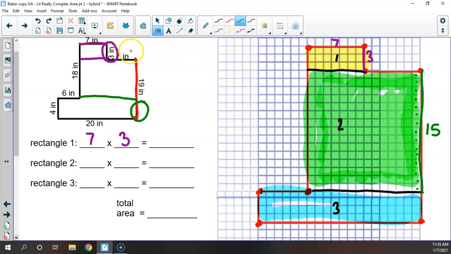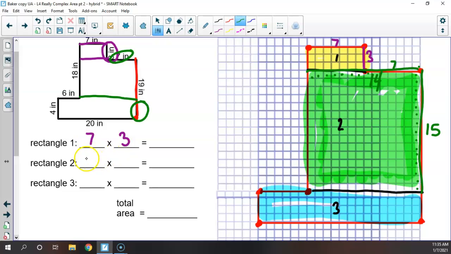And then I know that this length right here is 7, this little one, but that's not the whole one. It goes all the way across. So I should probably count that. I know this is 7, 8, 9, 10, 11, 12, 13, 14.